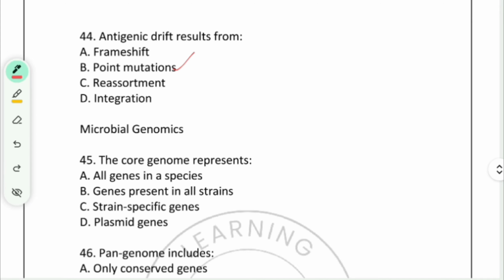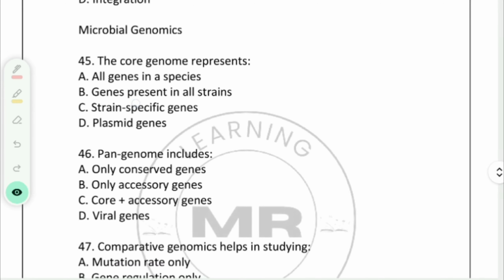Question number 45. The core genome represents. Options are A. all genes in a species, B. genes present in all strains, C. strain specific genes, D. plasmid genes. So the correct answer for this question is option B, genes present in all strains.